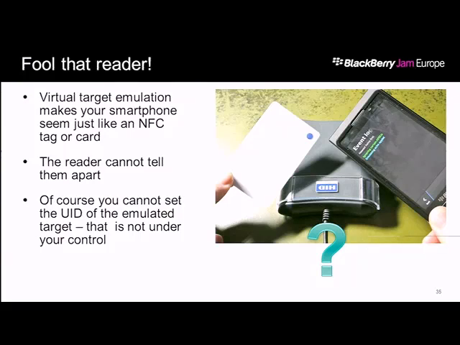There are some things that you can't do. If you're using real physical tags, there are certain attributes of tags that are set in the factory when the tag gets manufactured. For example, the UID, the unique identifier, may be one of those. And obviously, you're not able to emulate arbitrary UIDs from within an application doing virtual target emulation.